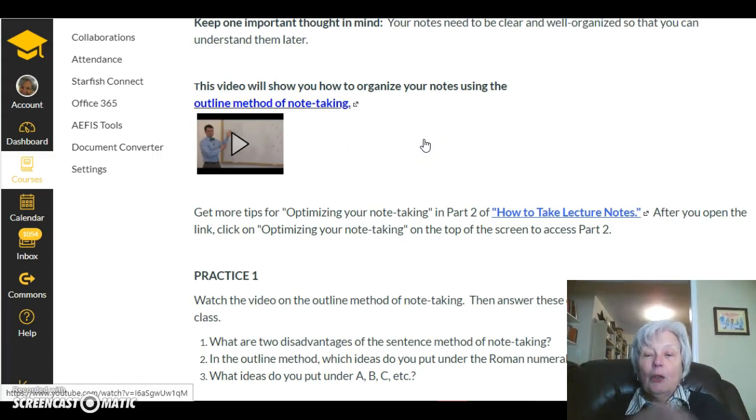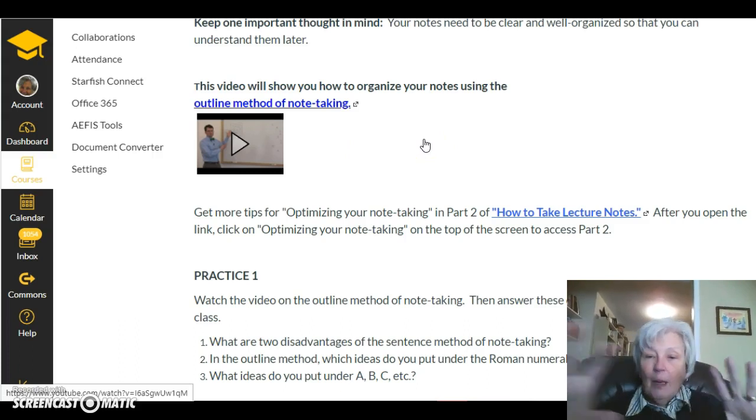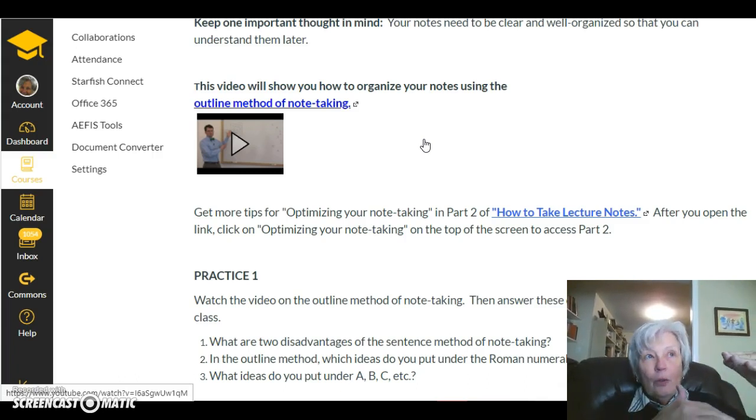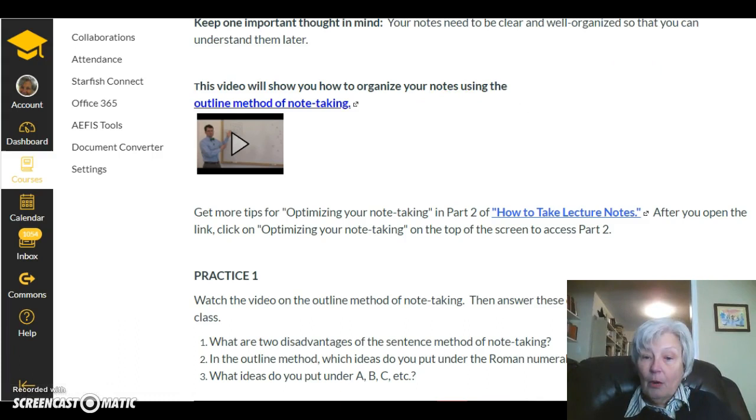And basically, you don't want your notes to look like one long paragraph filling up the entire page. Instead, you want to use numbers like 1, 2, 3 to indicate main ideas, okay? So if you watch the lecture, you'll see that this teacher is suggesting how to use the outline method to take notes, okay?